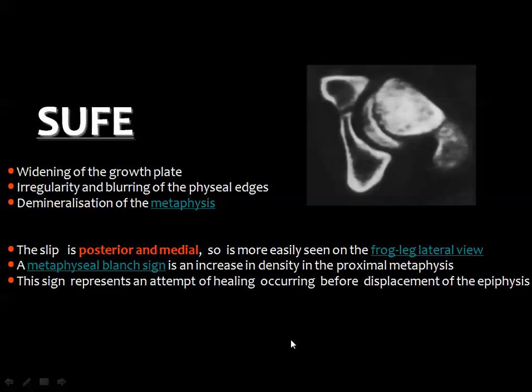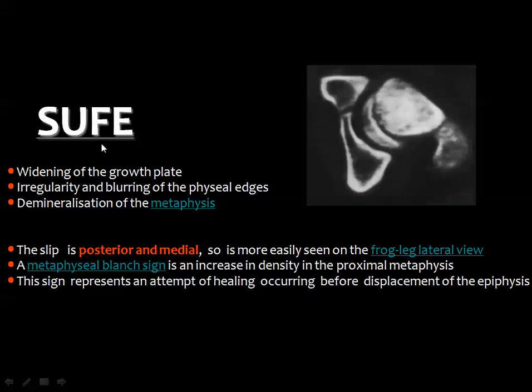hyperparathyroidism. And the slippage of the capital femoral epiphysis is usually posterior and medial. If it is minor, it may be missed in the frontal view of the pelvis, but it can be detected in the frog lateral view. And this is known as a metaphyseal blanch sign, which is an increased density in the proximal metaphysis, representing an attempt at healing occurring before the epiphysis is displaced.